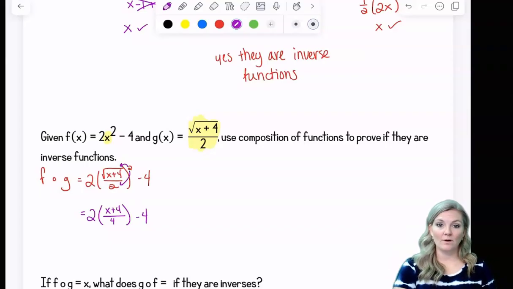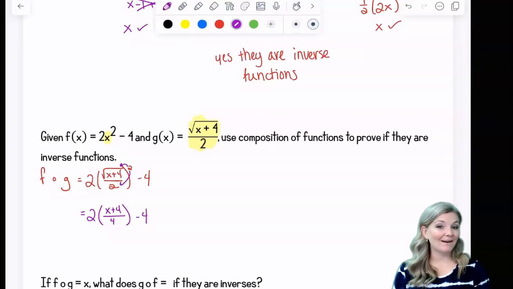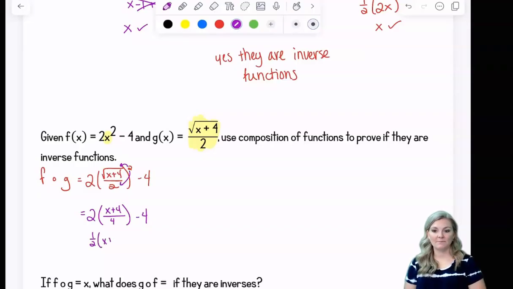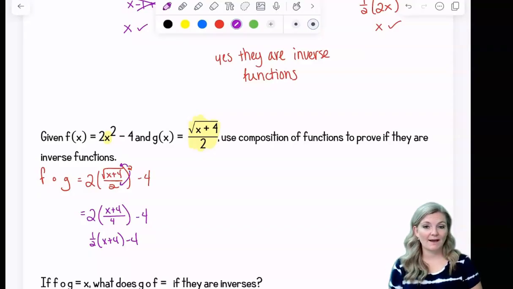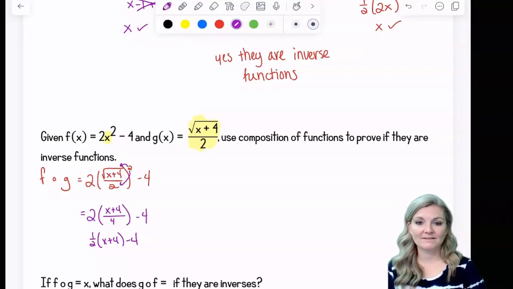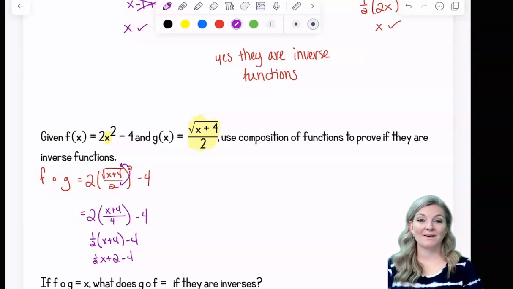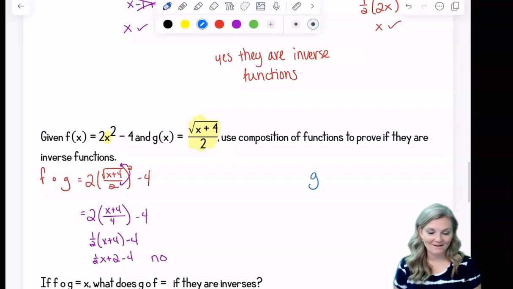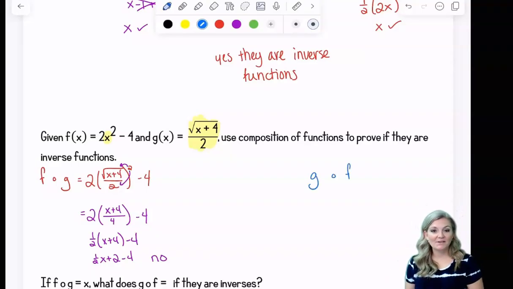The 2 out in front and the 4, that becomes 1/2. So I'm going to have 1/2 out in front, and then I have x plus 4 in parentheses minus 4. When I distribute that, I'm going to get 1/2 x plus 2 minus 4, and that's not going to give me x, no matter which way I try to do some more math. Could you stop that math beforehand? Yes. Do you still have to do g of f? Yes, you should still do g of f.